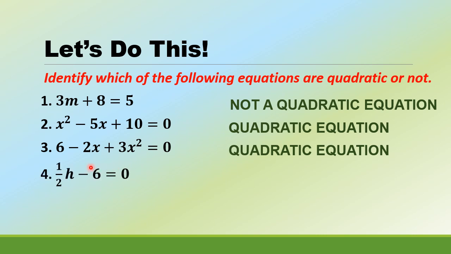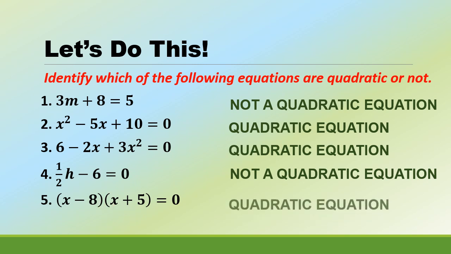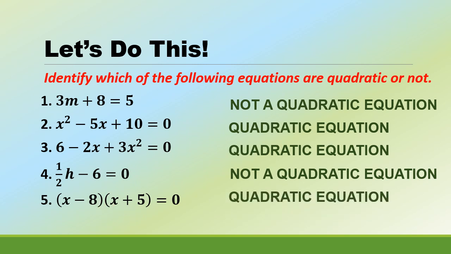Next one. So we have 1 half h minus 6 is equal to 0. Okay? So it is a quadratic equation or not? Okay, so it is not a quadratic equation. And the last one, we have here the quantity x minus 8 times the quantity x plus 5 is equal to 0. Tulad siya na example natin before this given short activity, then by using the FOIL method, it is a quadratic equation.